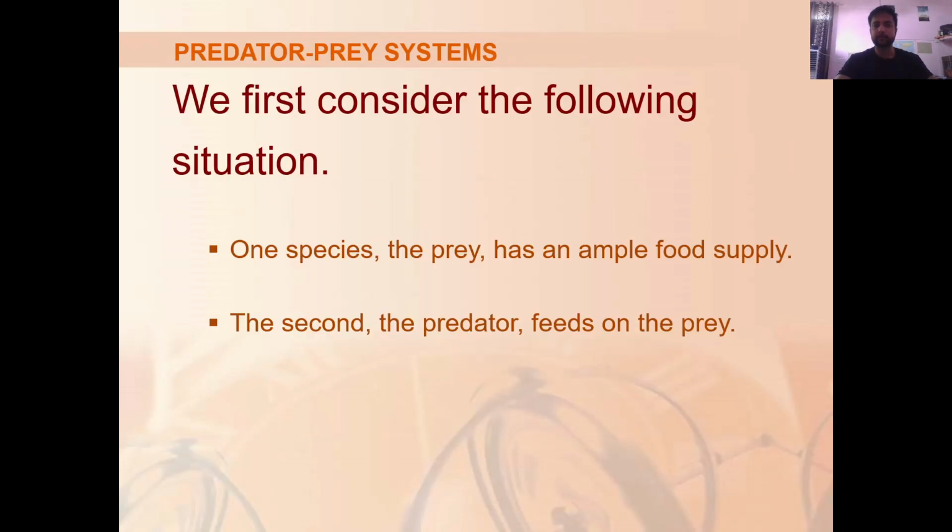We are considering some assumptions here. Basically, there are two assumptions. The first assumption is that prey has an ample food supply. That simply means that the food supply is not something that will change the number of prey. Because if food is not properly available, then it doesn't matter what the population of predator is, the population of prey is going to decline. And the second assumption is that the predator is feeding upon the prey only and on nothing else.